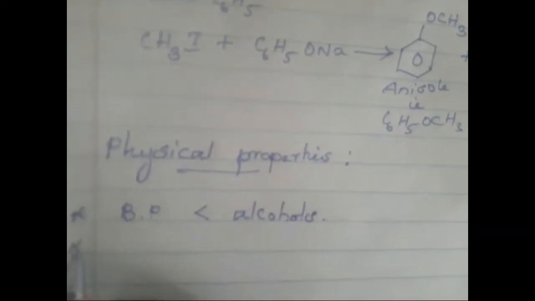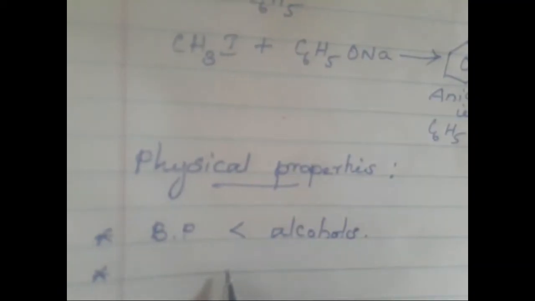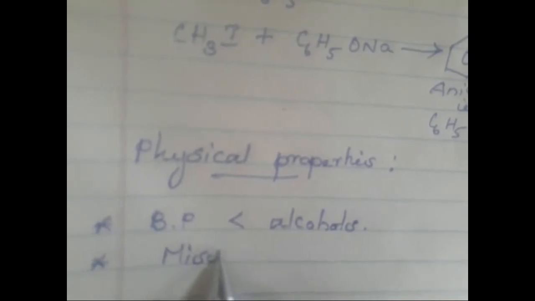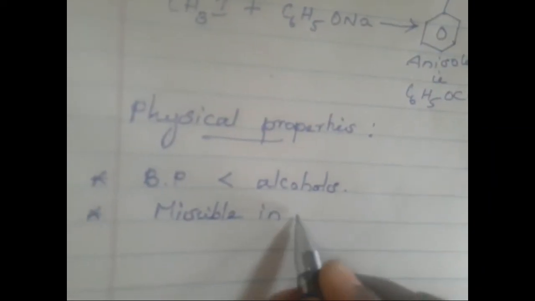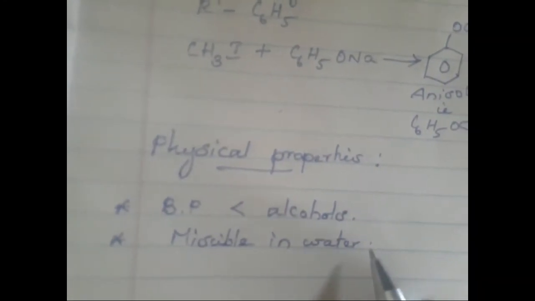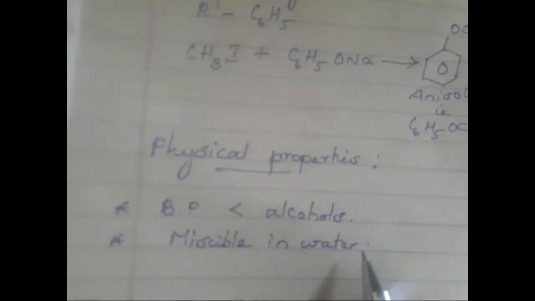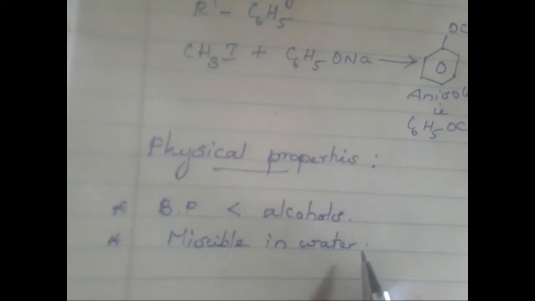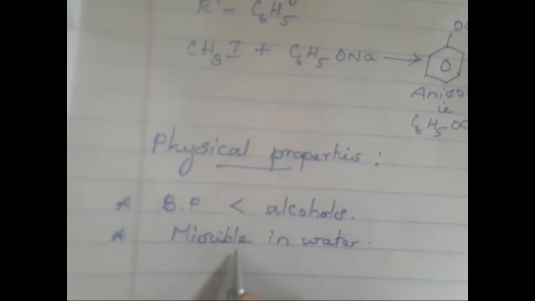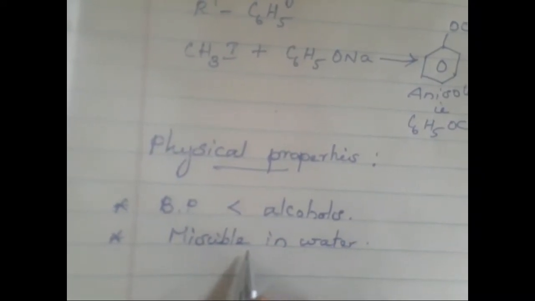Now let us see the miscibility of ethers, right? The miscibility of ethers with water resembles that of alcohols. Ether molecules are miscible in water. Miscible in water is nothing but solubility. As I already said about solubility, whenever you are talking about solubility, we have to talk about intermolecular hydrogen bonding, right? What I am saying is, it is miscible in water, it is soluble in water.